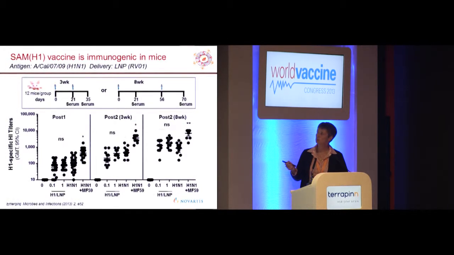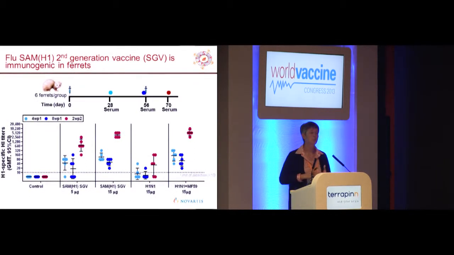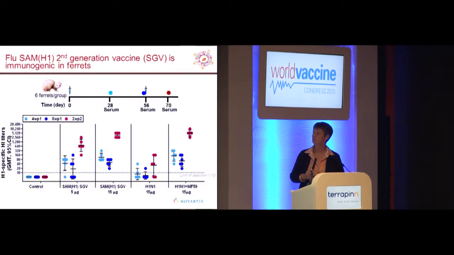What we also learned from those experiments is that increasing the time between the first and the second immunization to 8 weeks further improved and enhanced the HI titers that we were getting in these animals. Then we moved on to ferret studies, and for those studies, we already tested our second generation vaccine with improved vectors and also improved delivery systems. What I'm showing you here are, again, H1-specific HI titers measured at 2 different times: post first immunization in blue, or 2 weeks after the second immunization in red.